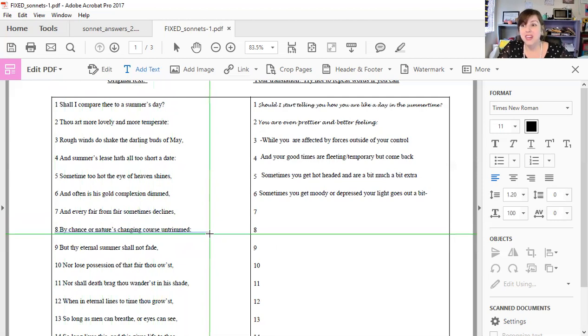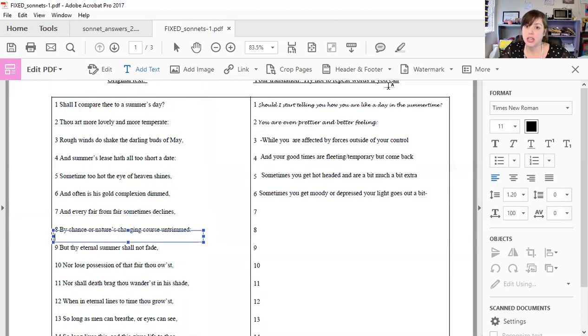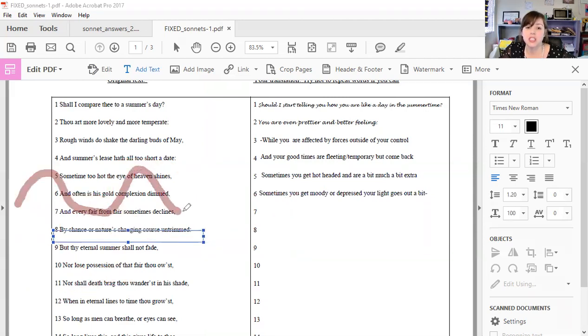I don't know, whatever he thinks is not pretty, he's saying it could happen by chance, or it could happen by nature's changing course untrimmed. And in that metaphor, you have to kind of imagine in your head, what is nature's changing course? Okay, nature's changing course. Well, I guess actually it would still be linear, right? It's like nature's changing course, untrimmed, right? Well, sometimes to think about what the metaphor is, you have to think about what the opposite of the metaphor would be. Nature's changing course.